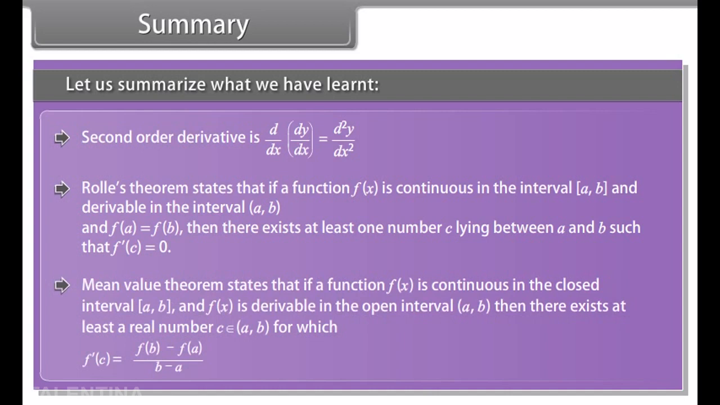Mean value theorem states that if a function f of x is continuous in the closed interval a, b and f of x is derivable in the open interval a, b, then there exists at least a real number c belongs to a, b, for which f dash of c is equal to f of b minus f of a divided by b minus a.